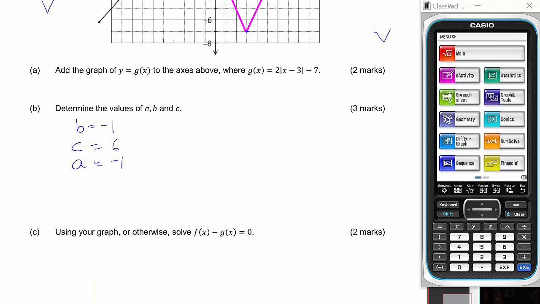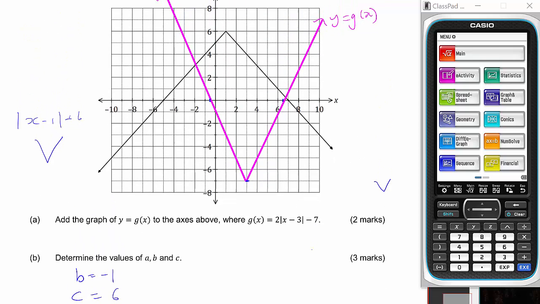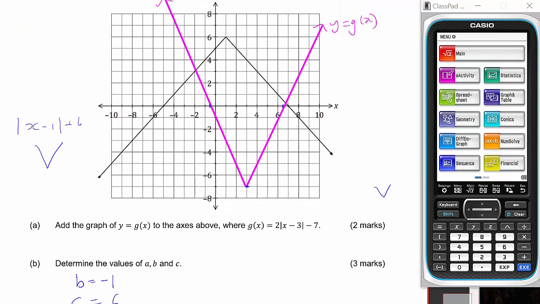Okay, using your graph or otherwise, solve f of x plus g of x is equal to 0. Well, that would mean that g of x is equal to the negative of f of x. So remember, the one that they drew for us is f of x. So we want the negative of that. So let's choose a different colour. So that's going to go from here, and that'll be a perfect reflection.